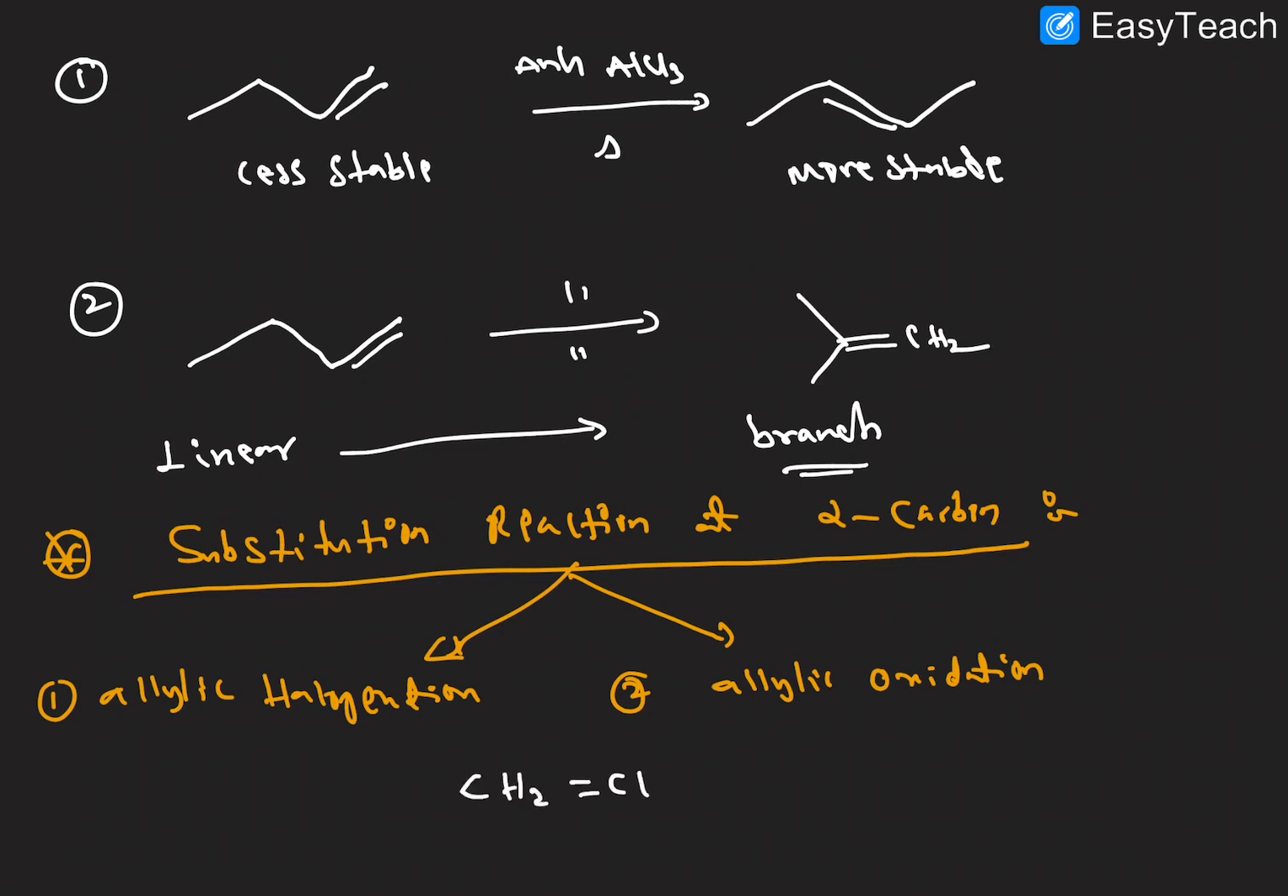So here CH2 double bond CH and CH3 is there. This is the double bond carbon, and the adjacent carbon is the alpha carbon. So substitution reaction is taking place at this carbon. Halogen substitution is taking place, and that reaction is allylic halogenation, right? Let us discuss the first one, allylic halogenation.